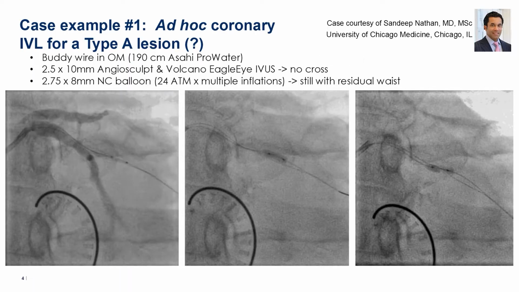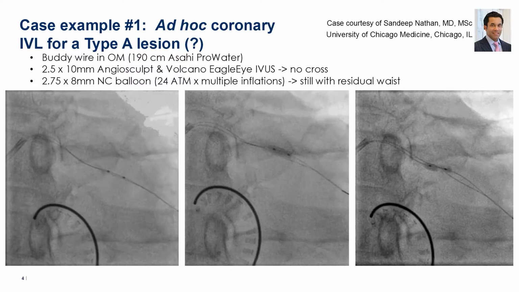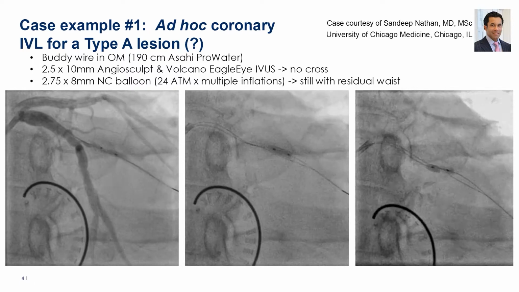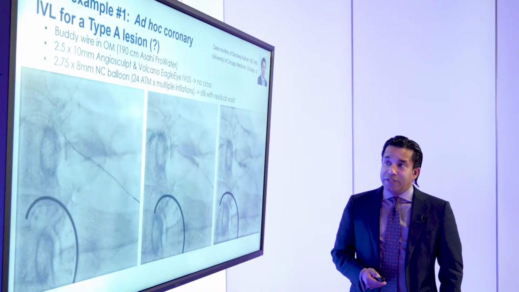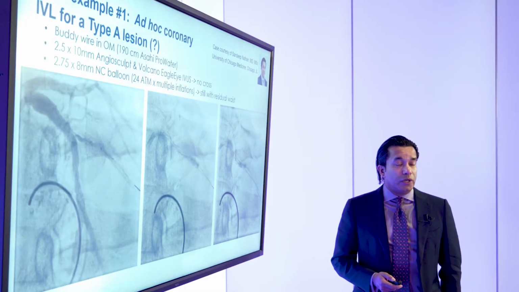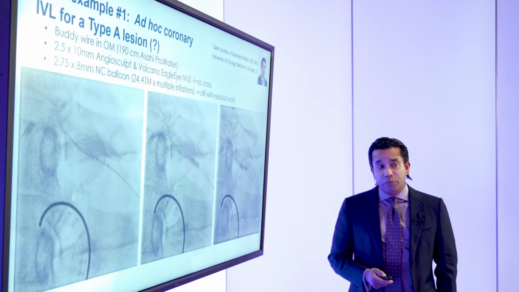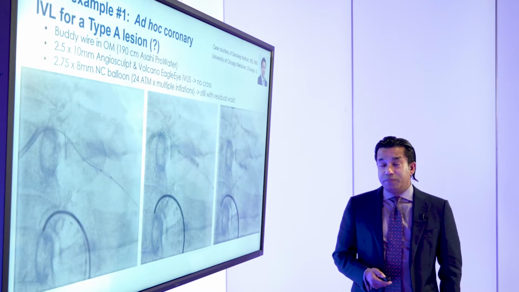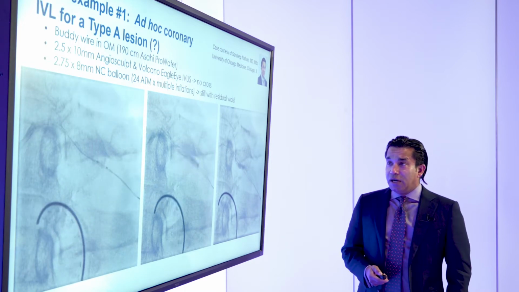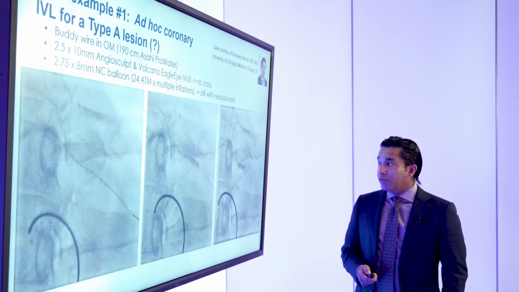So, buddy wire in the obtuse marginal, and an AngioSculpt balloon would not cross. A Volcano Eagle Eye IVUS would not cross. And so we went in with a shorter, larger, non-compliant balloon, a 2.75 by 8 millimeter non-compliant balloon. We figured maybe we'll use some focal force here. We've got a second wire down, so sort of a poor man's AngioSculpt. And at 24 atmospheres, times multiple inflations, we still have a pretty tight residual waist.